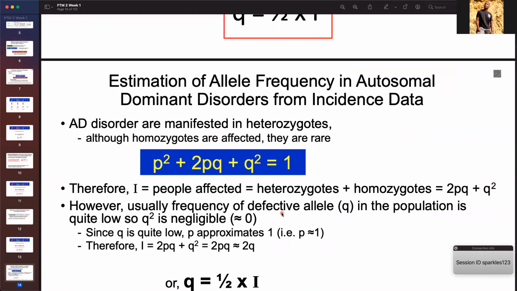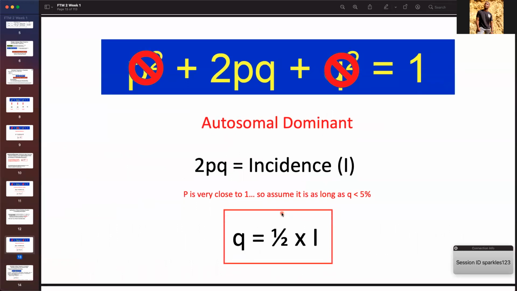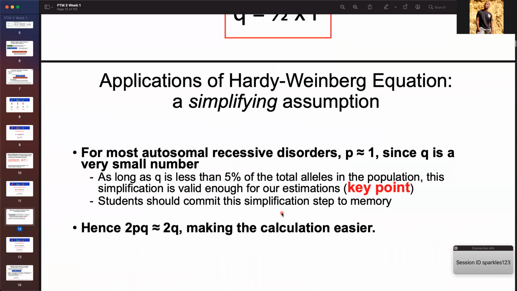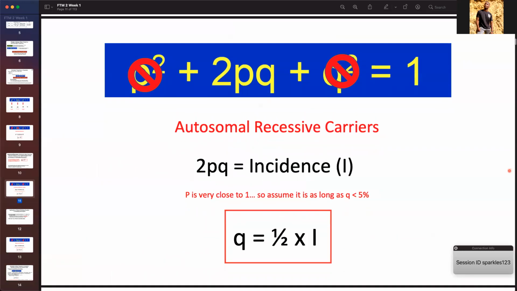Sorry, I have a question. For the carrier frequency of the autosomal recessive, the equation you had as Q is equal to half times incidence. In that situation, what are we essentially looking at? Are we trying to find what the carrier frequency is, or are we trying to find what the allele frequency is if we're given the incidence of the disease?